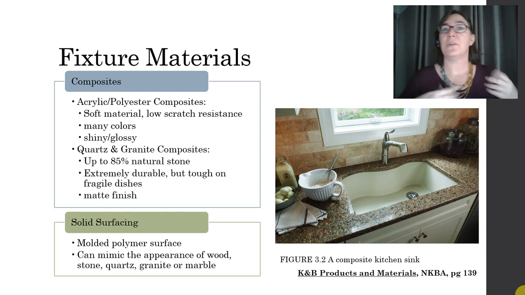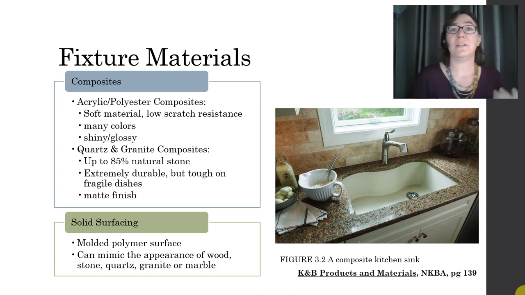Let's move on to talk about composite materials and solid surfacing materials. These are typically used for sinks and for countertops. Starting with an acrylic or polyester composite, this is kind of a soft material. It has low scratch resistance, so it's not that durable. But it's popular because it comes in many colors and it has a shiny or a glossy finish.